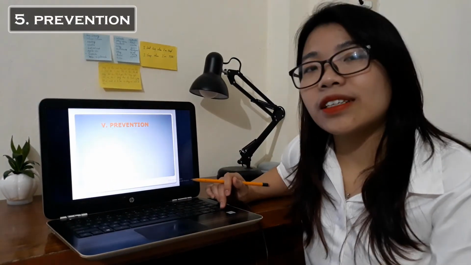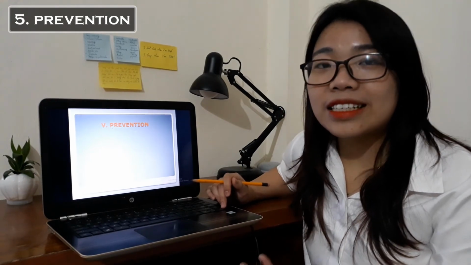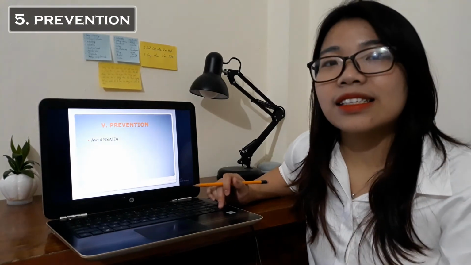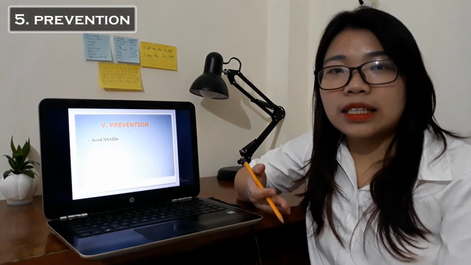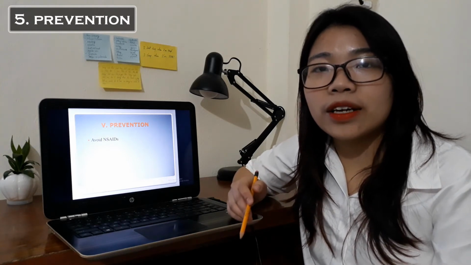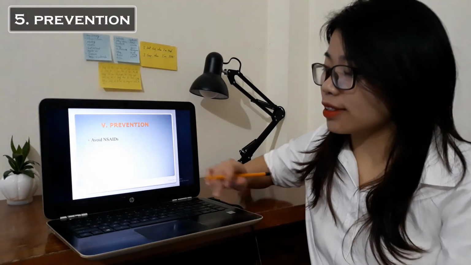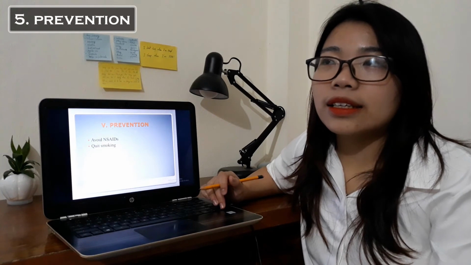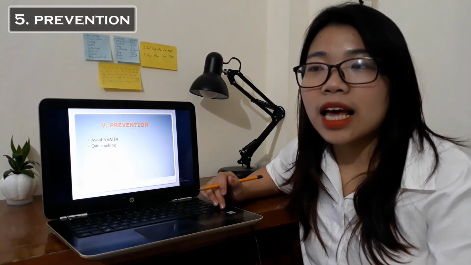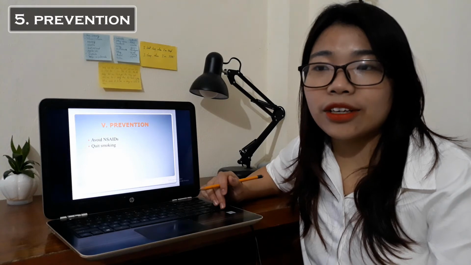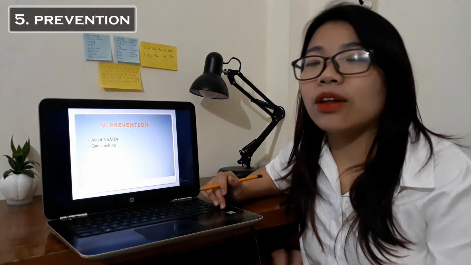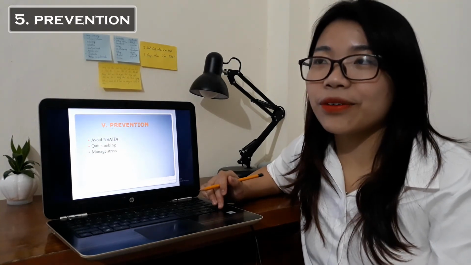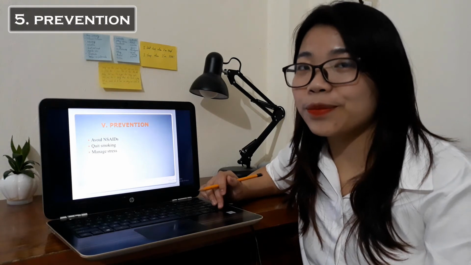Finally, prevention. If you don't want to get Crohn's disease, here are some advices for you. First, avoid NSAIDs. Instead of using NSAIDs, you can use acetaminophen, which has the same effect. Second, quit smoking. This will help avoid flare-ups, lessen the medication that you need, and also lower your chances of getting surgery. So if you are smoking, it's really important to stop.